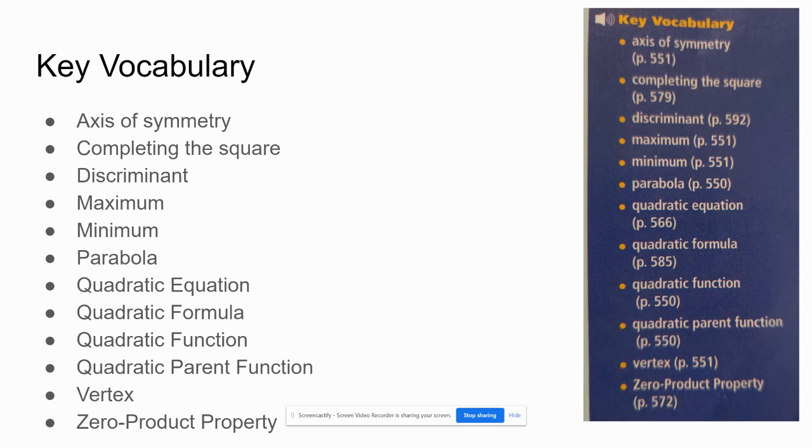Just take a look at some of the vocabulary that is going to get introduced during this chapter. This is vocabulary for the chapter, not just this section. However, in this section, we're going to be focusing on the axis of symmetry, maximum, minimum, parabola, quadratic equation, quadratic function, quadratic parent function, and vertex. The others will come as time moves on.